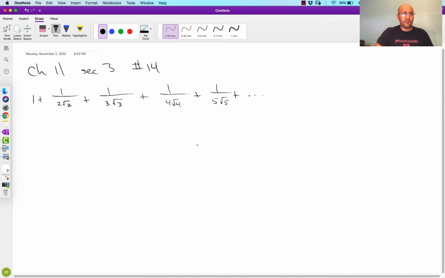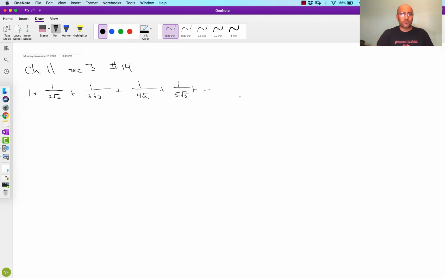Okay, so the first thing I would do is recognize that this whole pattern can be rewritten in this style of notation as the sum of 1 over n root n, as n goes from 1 to infinity. Let's just confirm it. When n equals 1, we get 1 root 1, which is just 1. Okay, that explains that first one there. And then when n equals 2, we get 1 over 2 root 2, then 3 root 3, then 4 root 4. Okay, so this one is it.